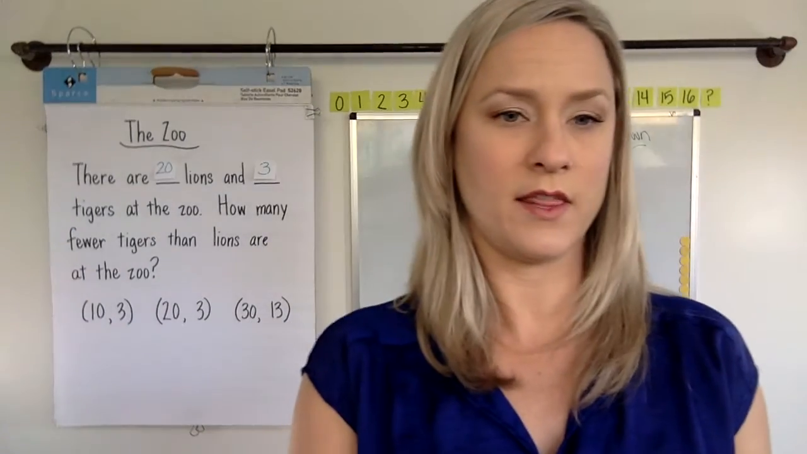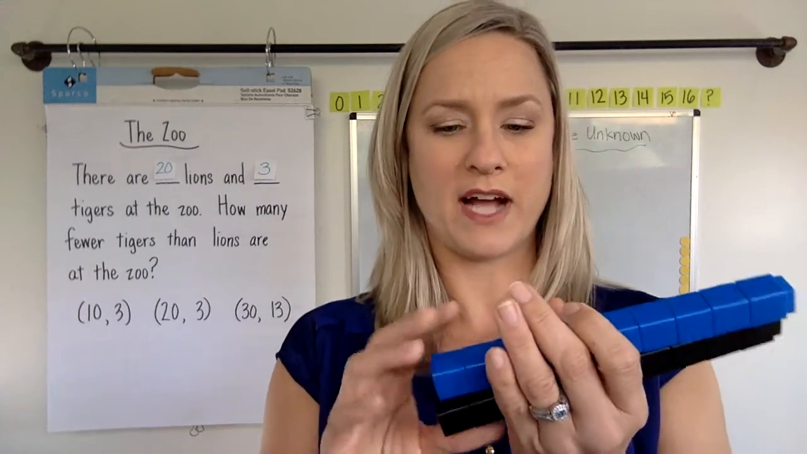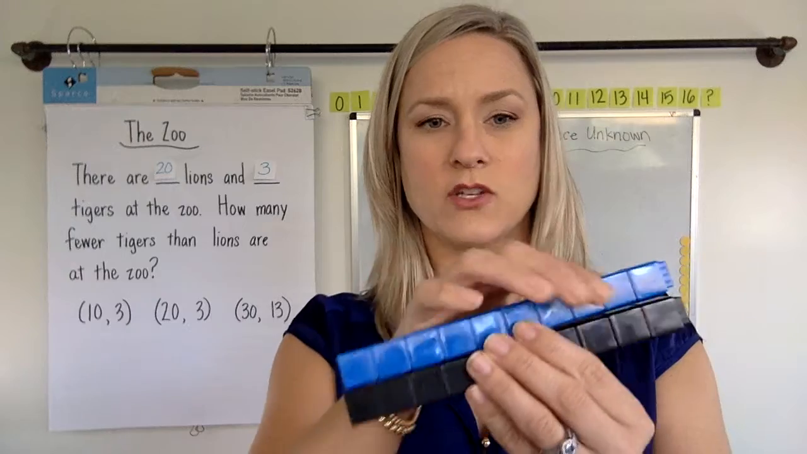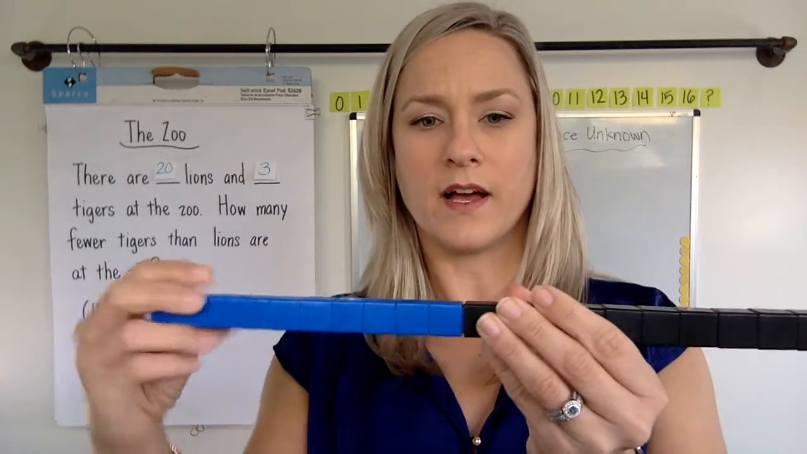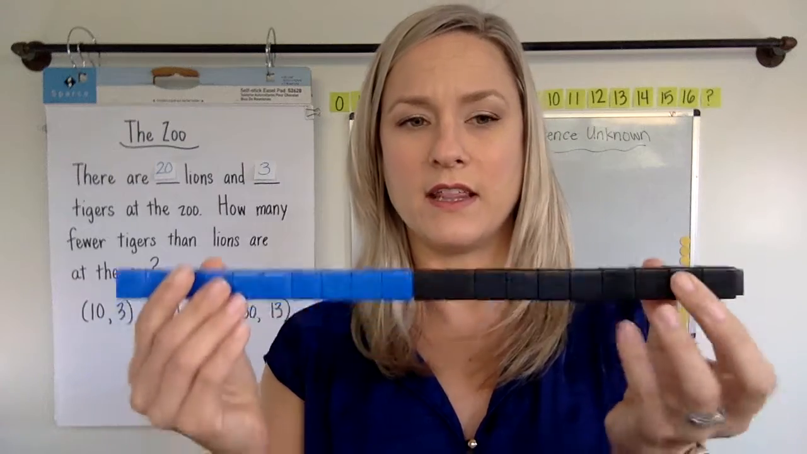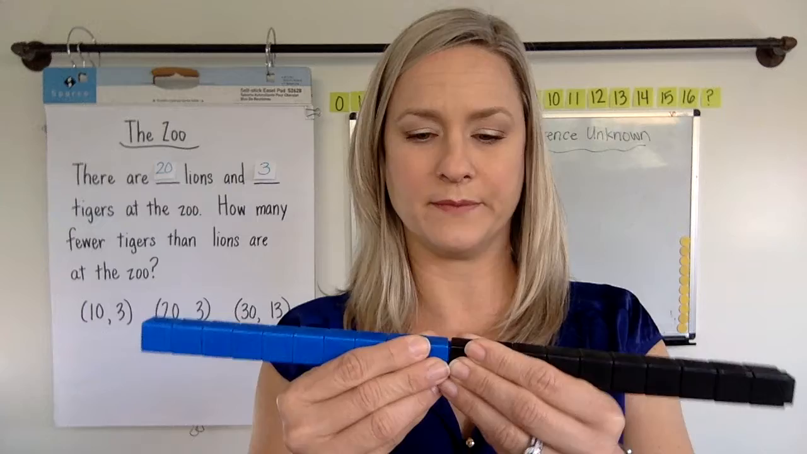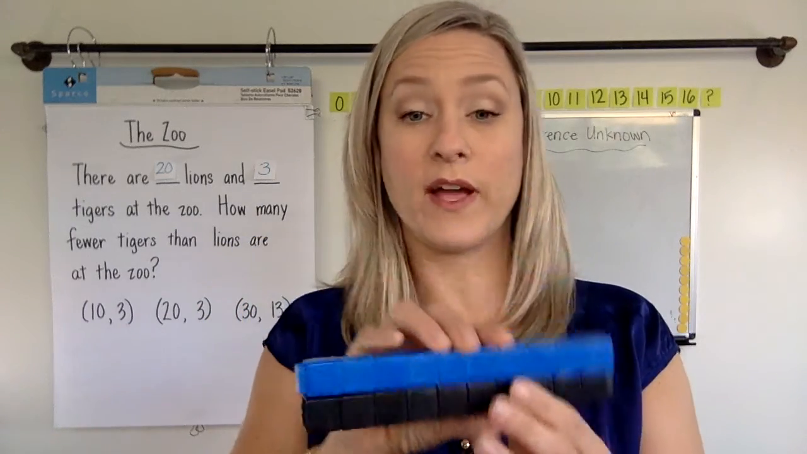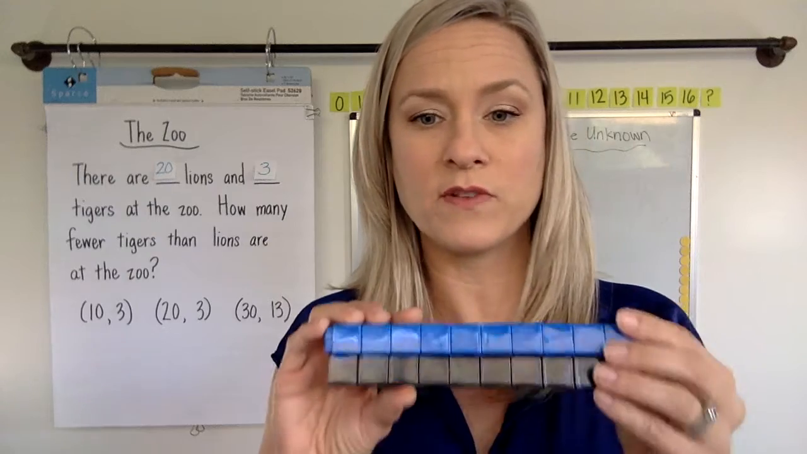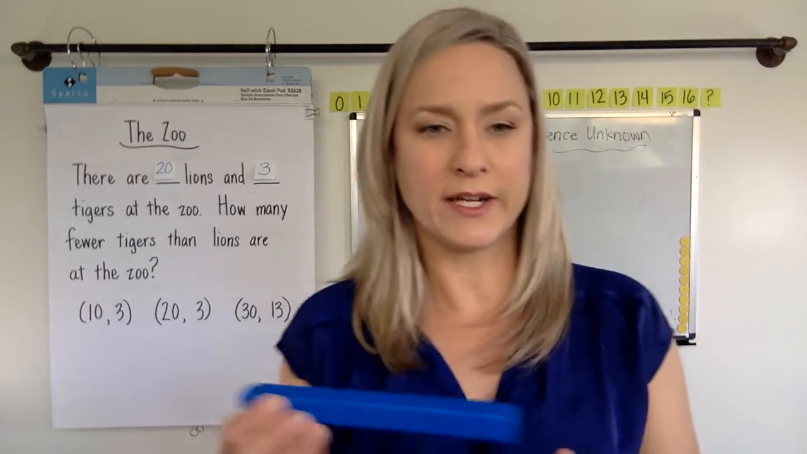So there are 20 lions. We're hoping that your kids are going to imagine the 20 lions or build out the 20 lions like this. And they're having the idea that 20 is composed of a 10 and a 10, right? So they might look at it like this or the other way, or they'll draw it out. Whatever they decide to represent 20 with is totally fine.